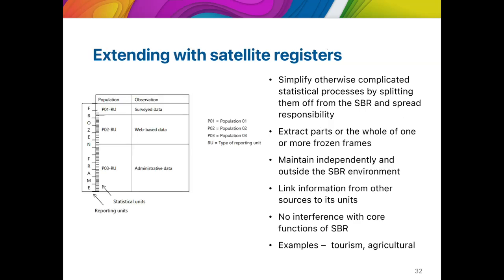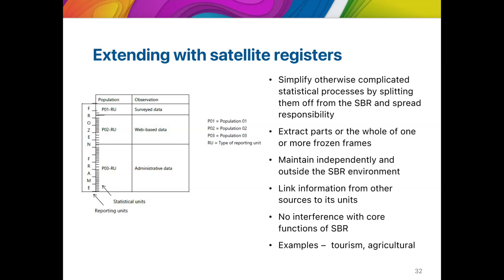So fulfilling all of the mentioned uses of SBR could result in a rather complicated database. To expand functionality with minimum complications, one can extract parts or the whole of one or more frozen frames from the SBR and then maintain it independently outside the SBR environment. And then link information from other sources back to the SBR units. So this results in a product that is independent of the SBR, called an SBR satellite or a satellite register.